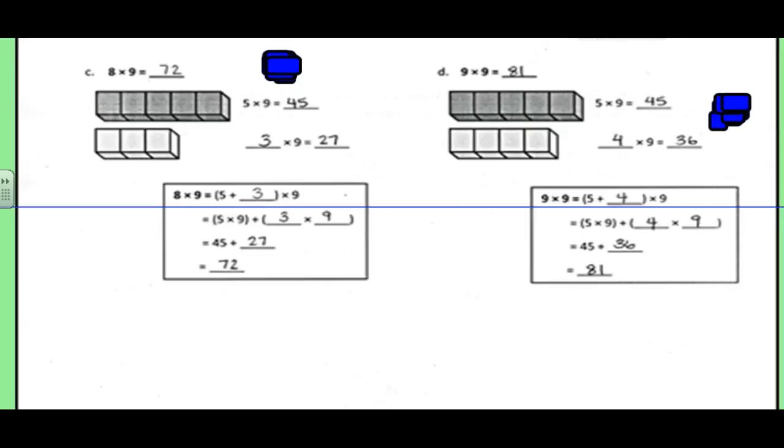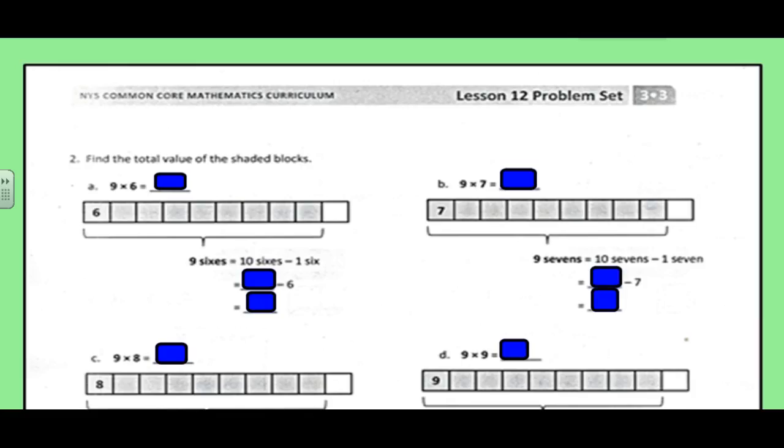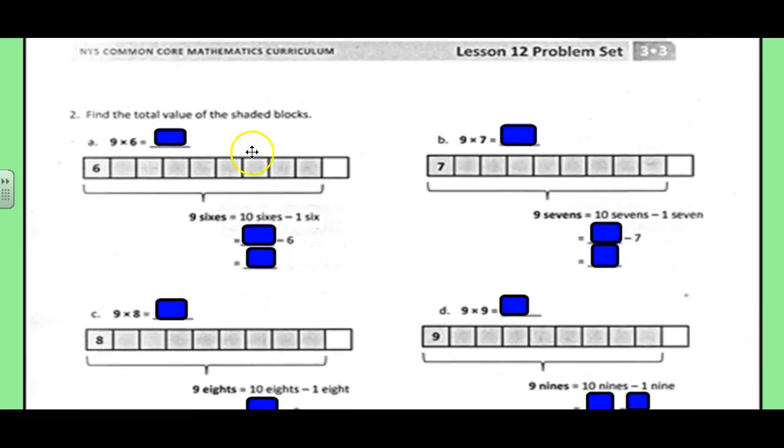I need to turn to the next page of the problem set. This says find the total value of the shaded blocks. So on this page, we are going to be working on our tens facts, using our tens facts to help us solve our nines facts. So if I have 9 times 6, you see in this tape diagram that the shaded blocks, there are 9. And then this one block right here that is not shaded is where they added one more to where I have a total of 10 blocks.